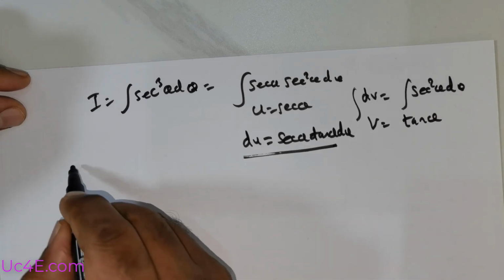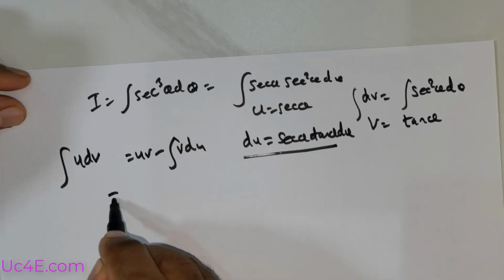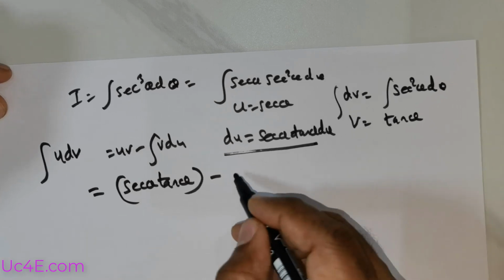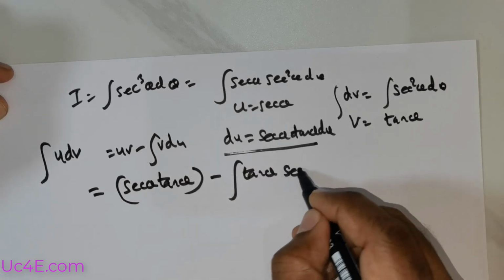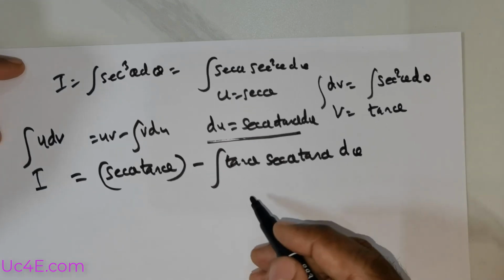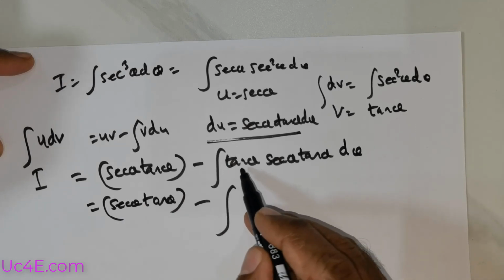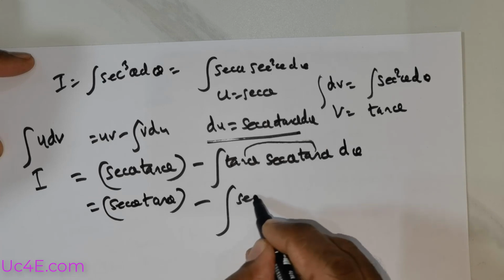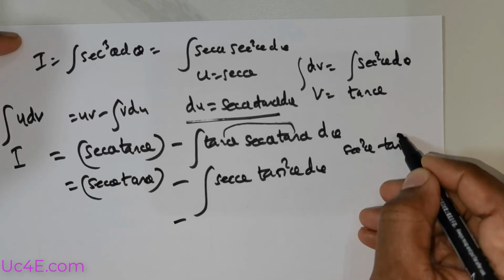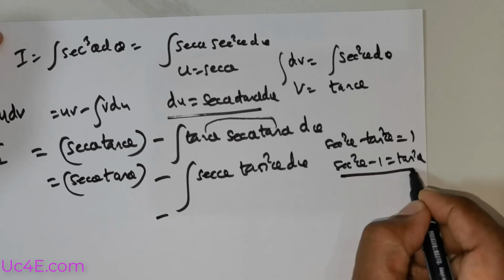So now coming back to our uv minus the integral of v du formula. So this is going to be u, secant theta, my v is tan theta, and my du is secant theta tan theta d theta. On the left you got I. Okay, now this is equal to secant theta tan theta minus the integral of, I'm going to multiply these two and write it as tan squared theta d theta. Now secant squared theta minus tan squared theta is equal to 1, and I can write secant squared theta minus 1 is equal to tan squared theta.